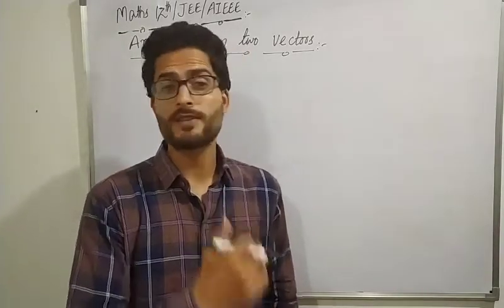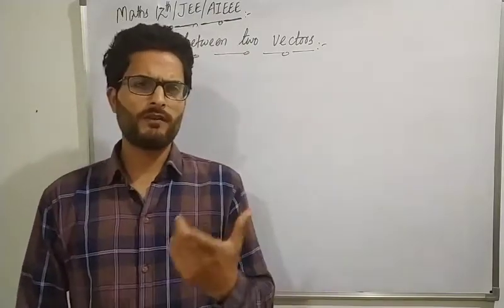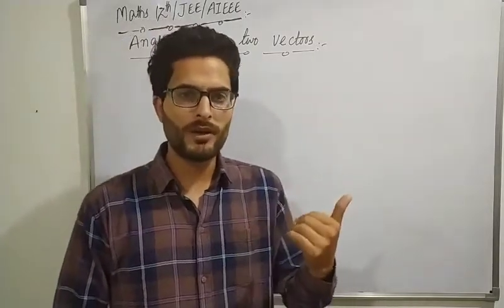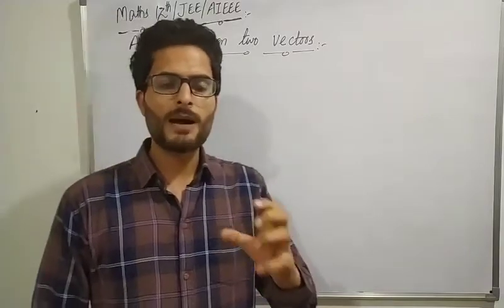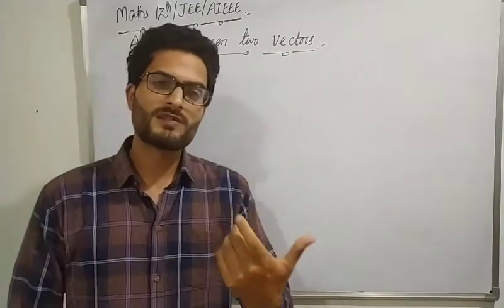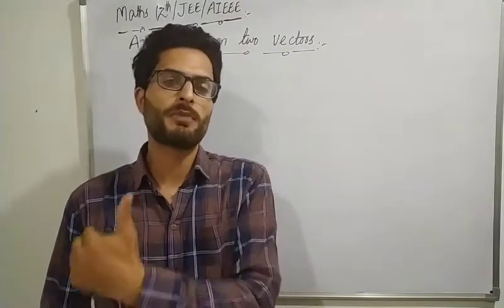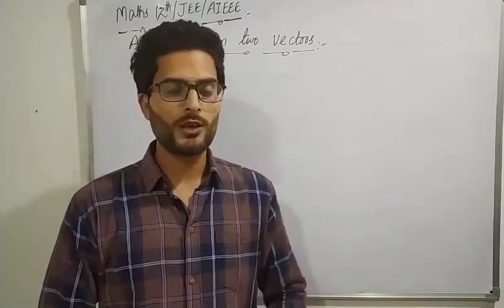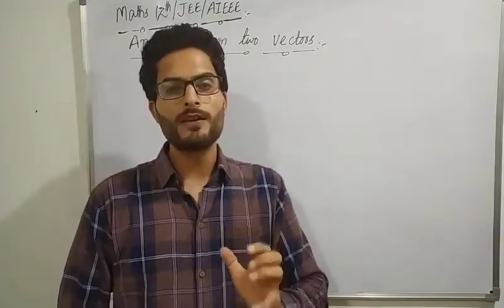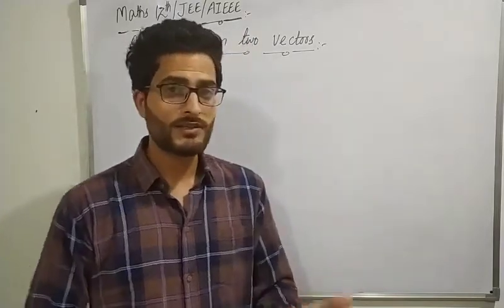In the previous class we discussed the scalar or dot product of two vectors when vectors are represented in terms of their rectangular components. If we have two vectors v1 and v2 represented in terms of their rectangular components, then their dot product is equal to the sum of products of their corresponding rectangular components. That is, if v1 is a1i plus a2j plus a3k and v2 is b1i plus b2j plus b3k, then their dot product is directly equal to a1b1 plus a2b2 plus a3b3.